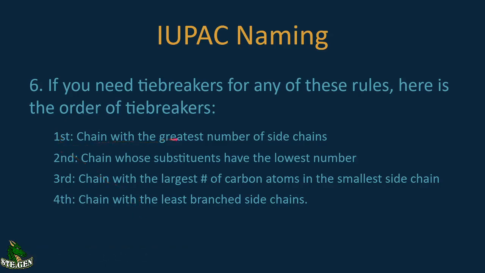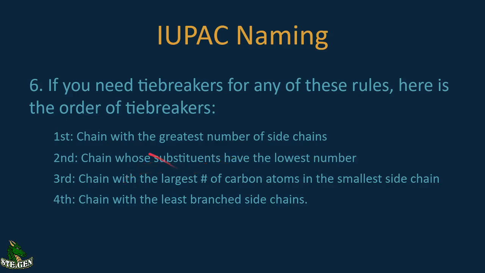First, the chain with the greatest number of side chains wins. So if you're trying to figure out, okay, these are both made out of 8 carbons, pick whichever one would have the greatest number of side chains. Number 2, the chain whose substituents have the lowest number.